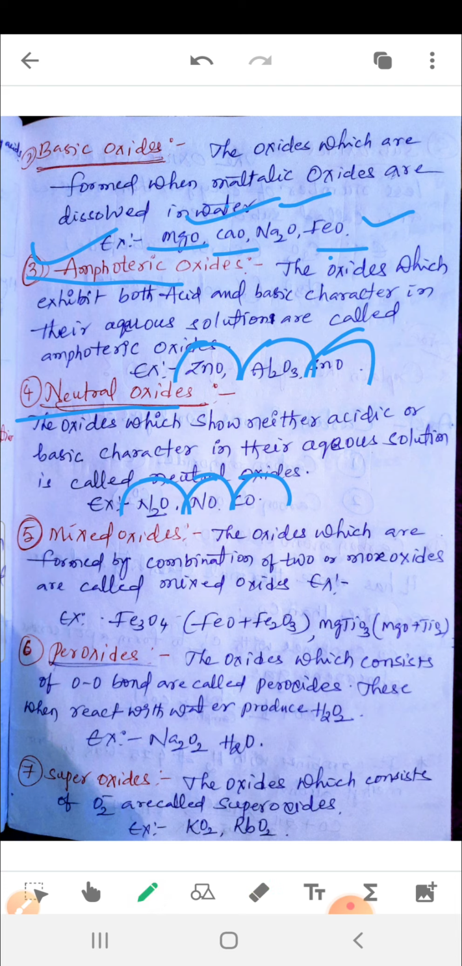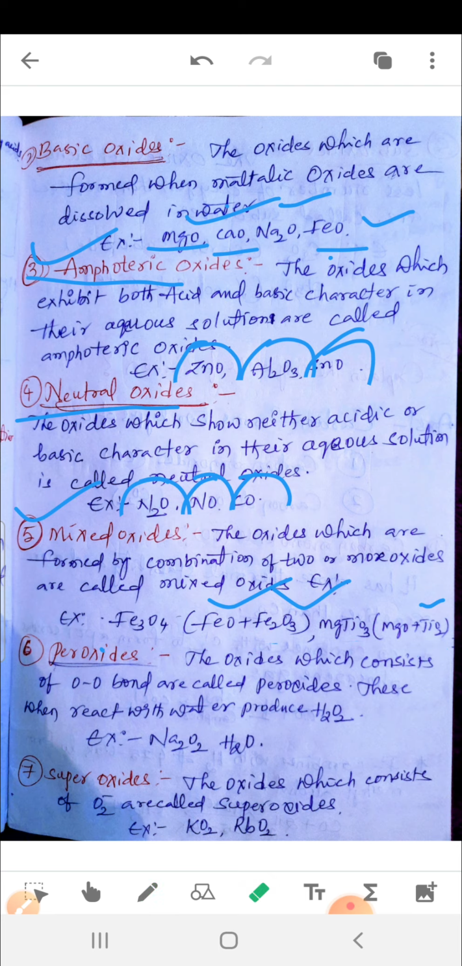Next, the fifth one, let us take the mixed oxides. The oxides which are formed by the combination of two or more oxides are called mixed oxides. Examples here: Fe3O4, which is FeO and Fe2O3; magnesium titanium oxide, MgO plus titanium oxide. That point you have to remember.